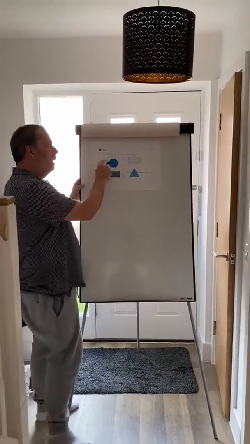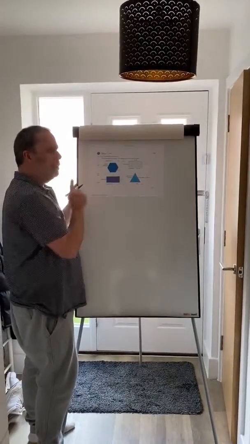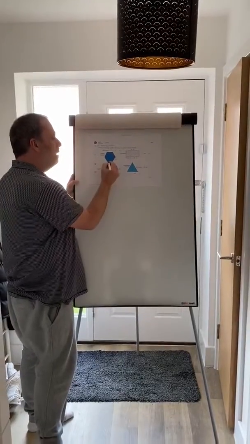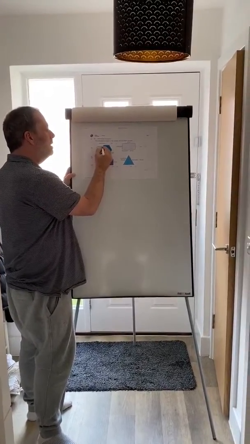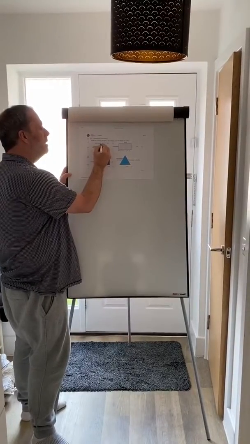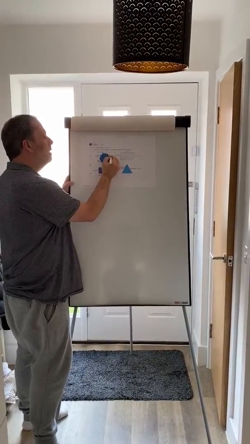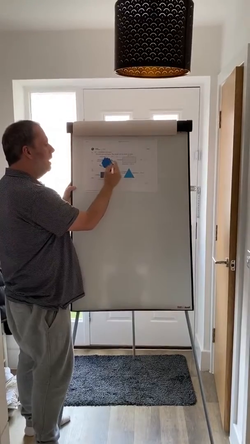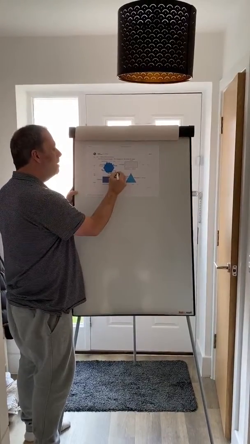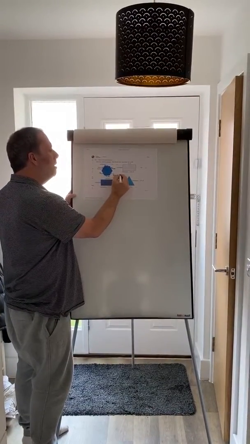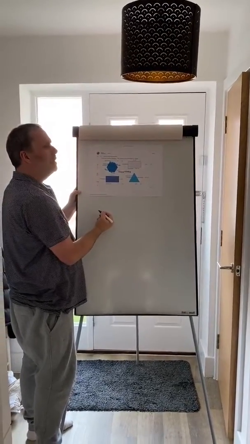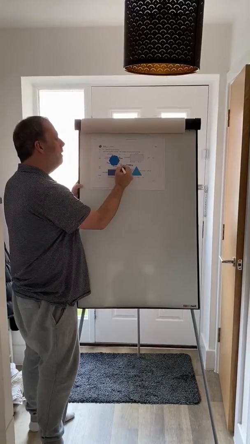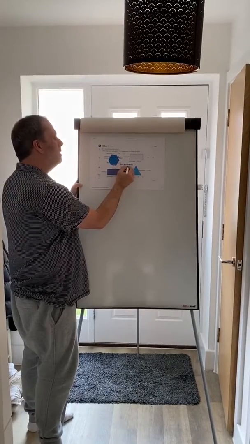So on this one here, it's a regular pentagon, so all of the sides are the same length. So that will be 9 centimetres, as will this, and this, and this, and this. So my perimeter is 9 plus 9 plus 9 plus 9 plus 9, and that's 6 nines, which is 54 centimetres.